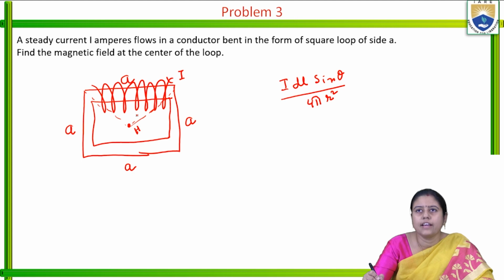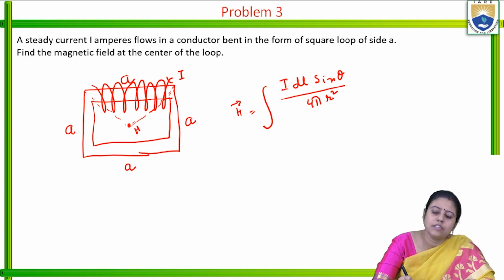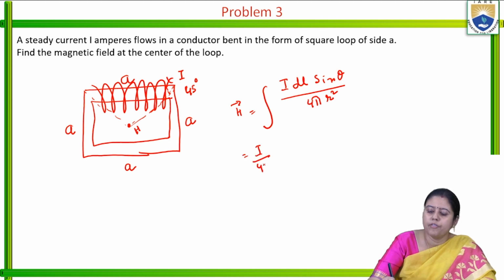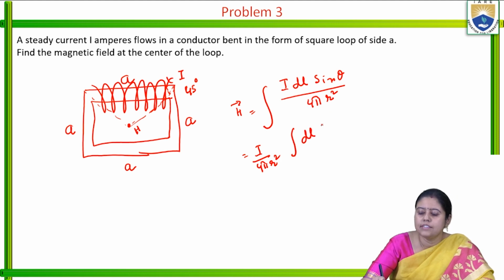So IDL sin theta by 4 pi r square is equal to H. H is equal to IDL sin theta by 4 pi r square. So what is the theta? The diagonals of this will always create the angle 45 degree. So in one center means one side and two sides. So we can write I by 4 pi r square integration of dl sin 45 degree.